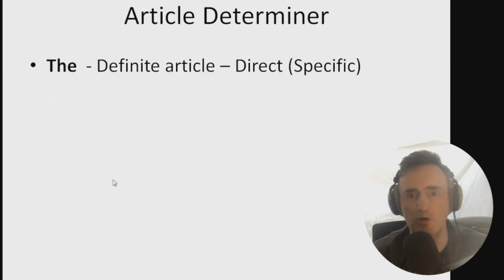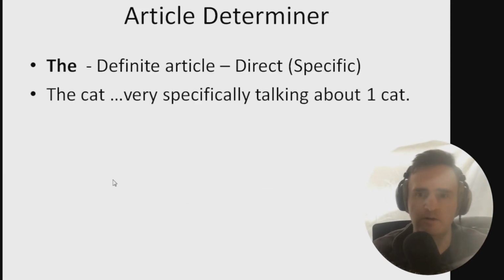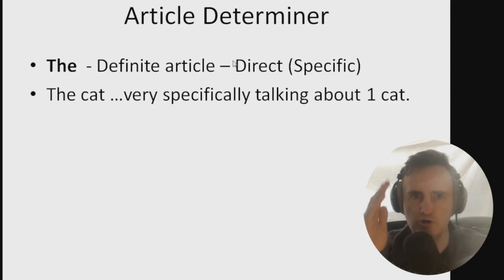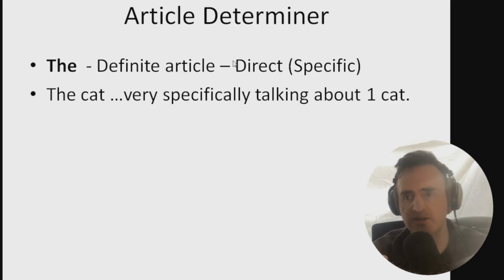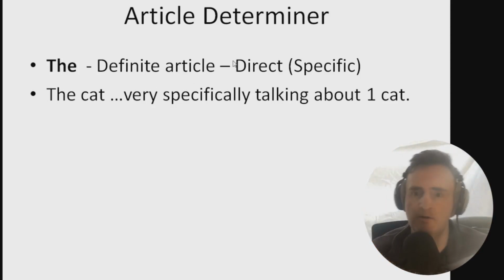So if you want to talk about something directly or indirectly, you either use the or a. So if you're using the, it's the definite article. It defines exactly what you're talking about. It's very direct. You're talking about the cat. You can point at it and say, I am talking about this cat right here, the cat.